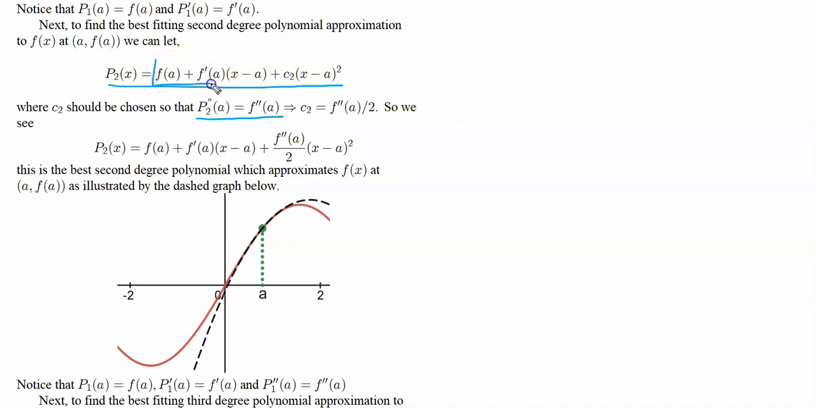Now if we take this function right here and we differentiate it 2 times, notice that the first part right here, that is a first degree polynomial. If you take its derivative twice, this is just going to go to 0. Now, what is the second derivative of this part right here? Well, the second derivative of that is going to be 2c2.